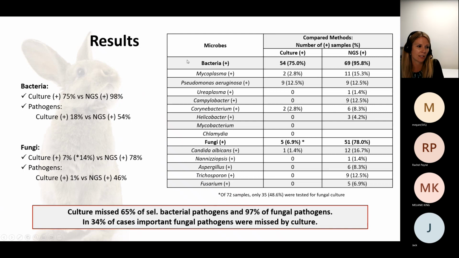And when I'm referring to pathogens, here are the specific pathogens we identified in this sample set. They included traditional ones like Mycoplasma, Pseudomonas aeruginosa, Ureaplasma, Campylobacter, Corynebacterium, Mycobacterium, Chlamydia, and so on. And for the fungal, we were looking at Candida and Aspergillus, some of those that you traditionally even see in exotics. So to summarize our results, culture missed 65% of selected bacterial pathogens and 97% of fungal pathogens, and in even 34% of the cases, important fungal pathogens were missed.